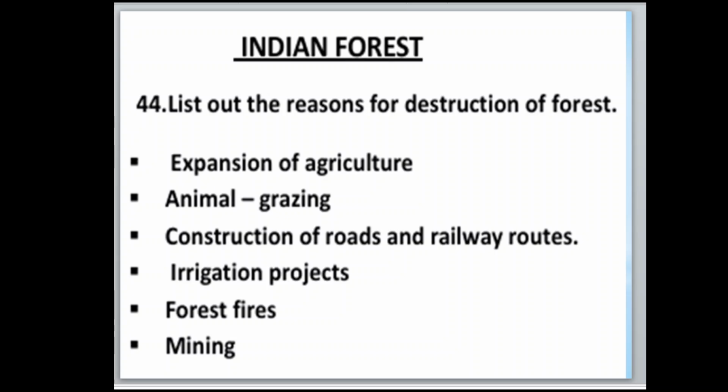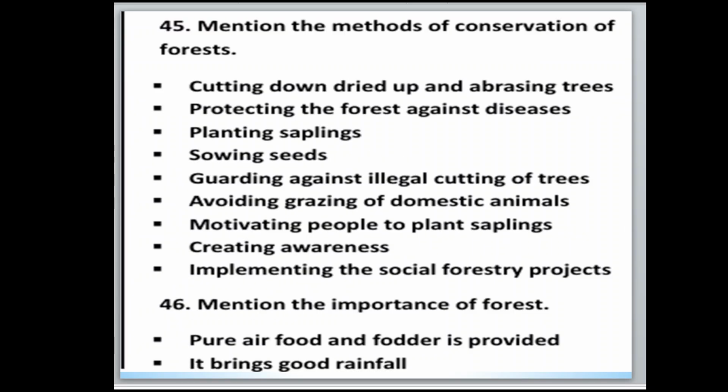Indian forest. List out the reasons for the destruction of the forest: expansion of agriculture, animal grazing, construction of roads and railway routes, irrigation projects, forest fires, and mining. Mention the methods of conservation of the forest: cutting down dried-up and decaying trees, protecting the forest against diseases, planting saplings.